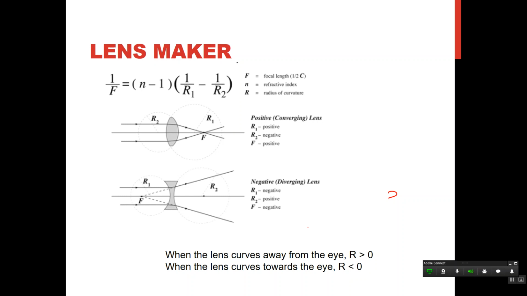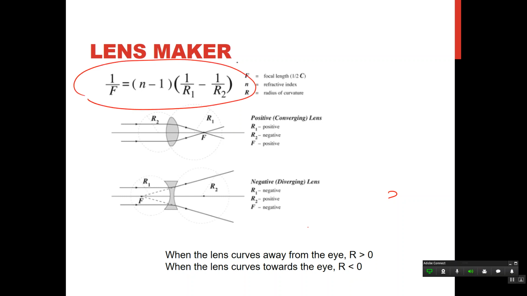Let's talk about lens making, because that's an important aspect of optometry. Once you know the prescription, the next step is to make that lens. That part is not as hard, not as easy as making the prescription. So there is an equation called the lens maker's equation, and this makes your job a little bit easier.